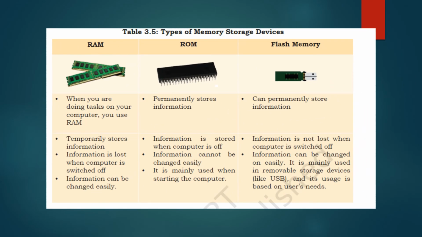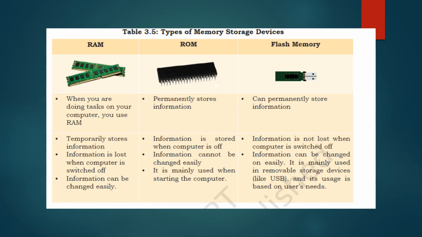Let us see the types of memory storage devices. RAM. When you are doing a task on your computer, you use RAM. It temporarily stores information. Information is lost when the computer is switched off. Information can be changed easily. ROM permanently stores information. Information is stored when the computer is off. Information cannot be changed easily. It is mainly used when starting the computer.